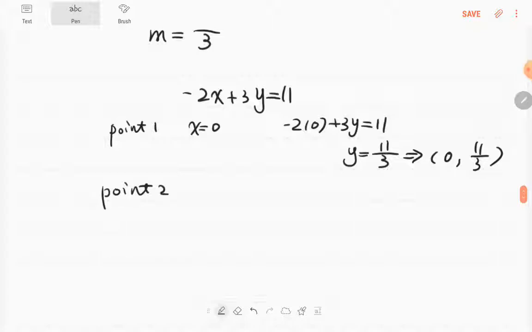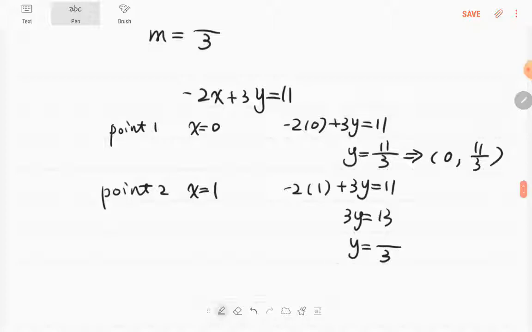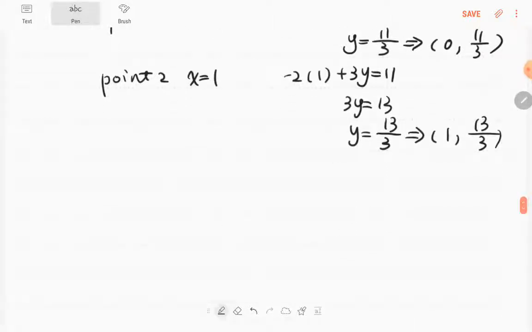Point 2. We set x equal to 1. Then we use 1 to replace x. So for y, we will get 3y equal to 13. y is equal to 13 over 3. So this time we have the second point: (1, 13/3). Then we could use these 2 points to find the slope.